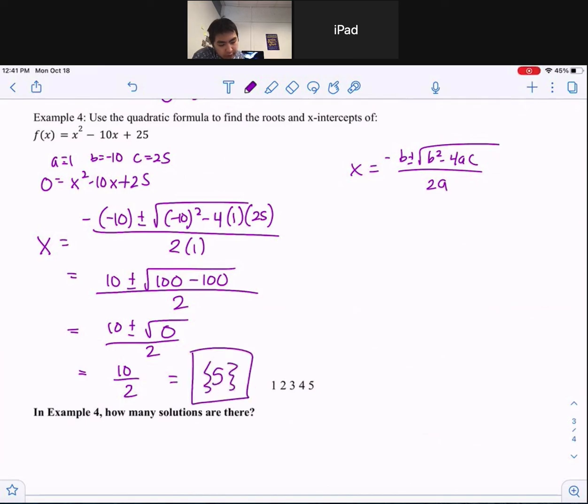How many solutions are here? Just one solution. So make sure you are scaling from 1 through 5 how well you are understanding it, and this is pretty much the quadratic formula.